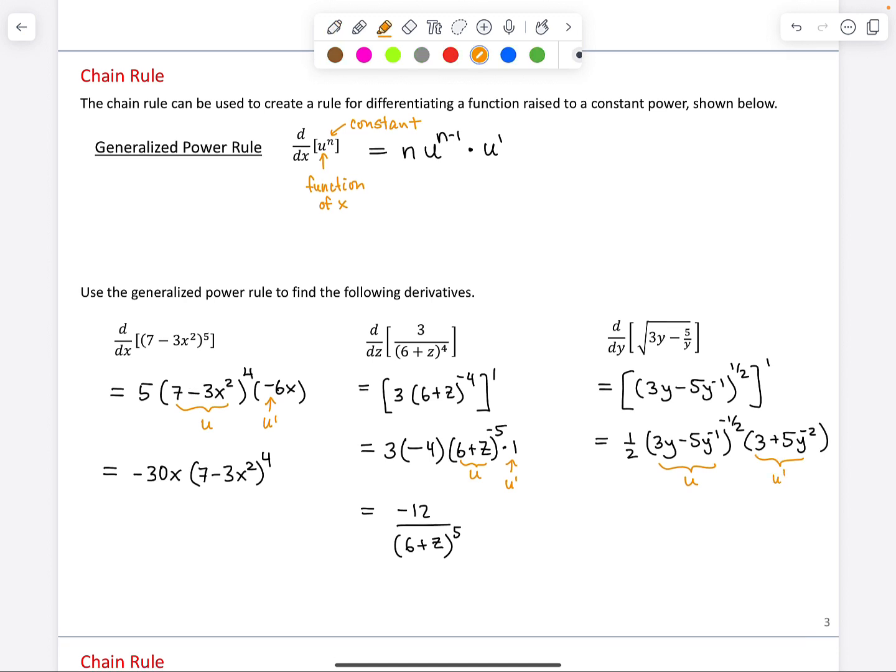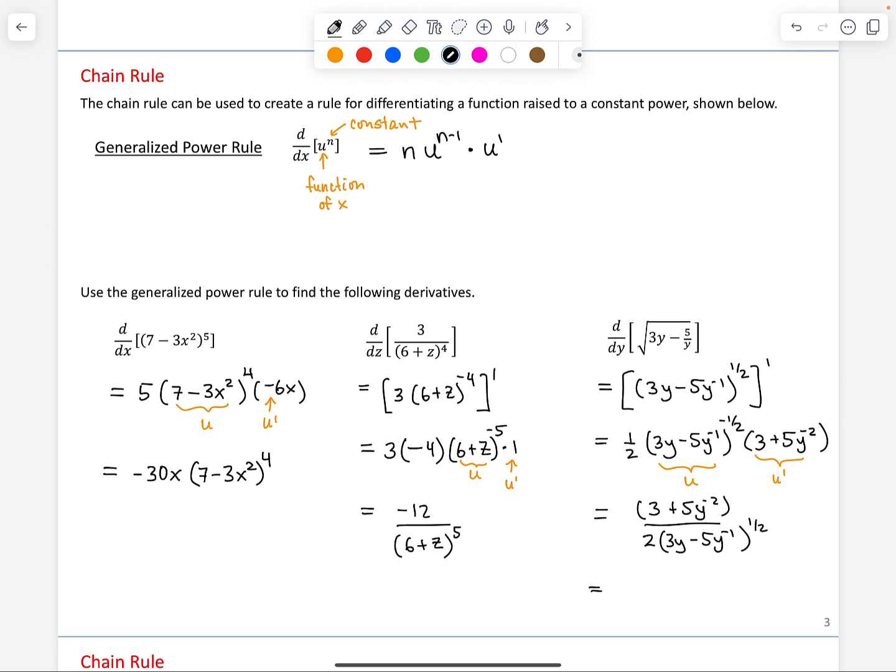I'll simplify this a little bit, but not too much. I'll address this negative power by moving all of this down to the denominator with the 2. This term I'll keep up in the numerator. So our numerator is 3 plus 5y to the negative 2, all over 2 times (3y minus 5y to the minus 1) raised to the positive 1/2.